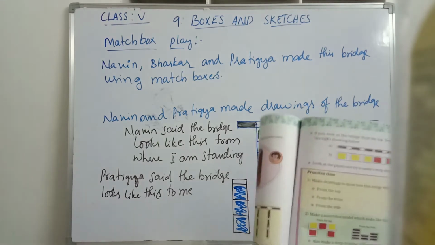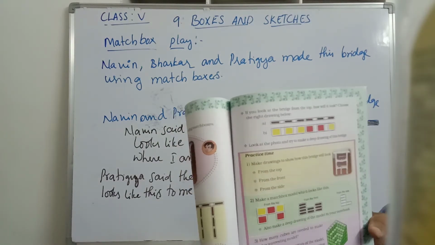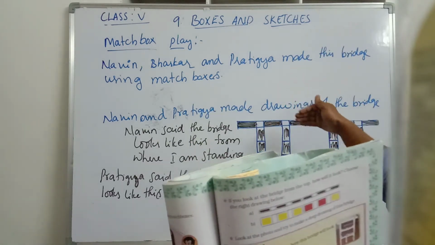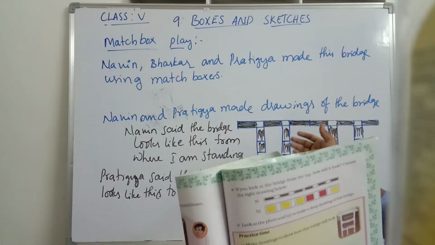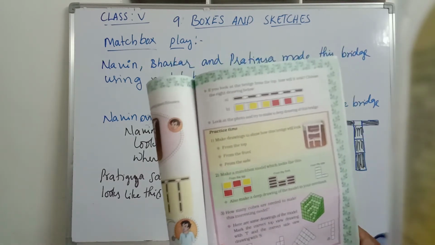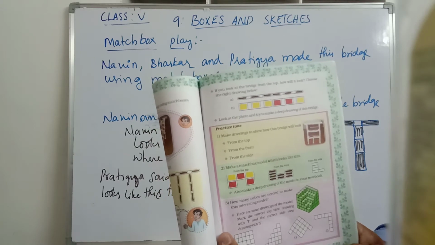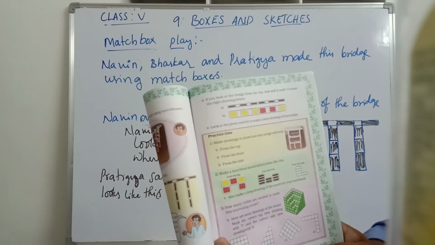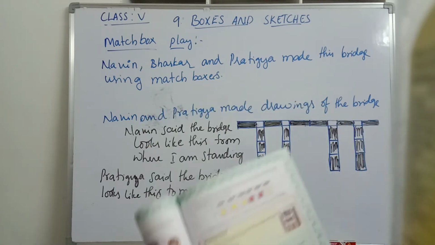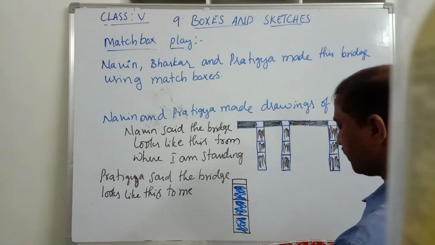See here again the figure. If you look at the bridge from the top, that is by using a helicopter or something, then what drawing will you get? Choose from the drawings given here, A and B. So look at the photo and try to make a drawing of this bridge.